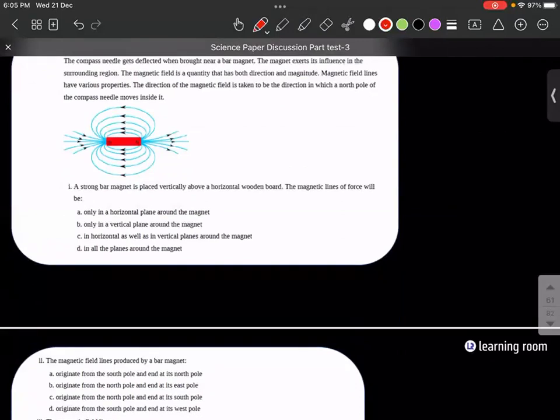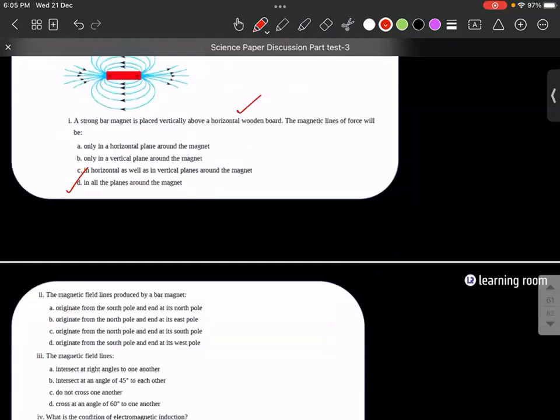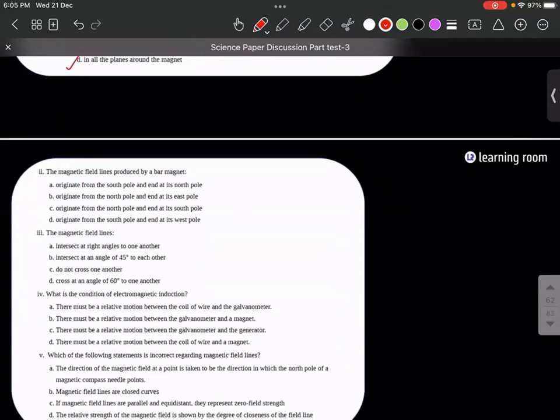A strong bar magnet is placed vertically using a horizontal wooden board. The magnetic lines of force will be in all planes around the magnet. The magnetic field lines produced by a bar magnet originate from south and end at north pole. Originate from north and end at south pole. Originate from north and end at its south pole. Originate from south pole and end at its north pole. Answer is C. They go away from the north and towards the south.